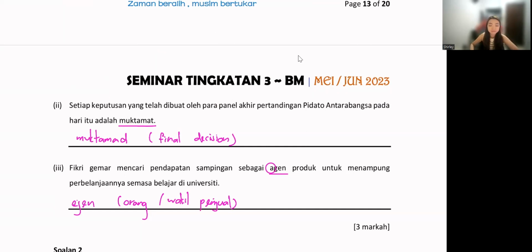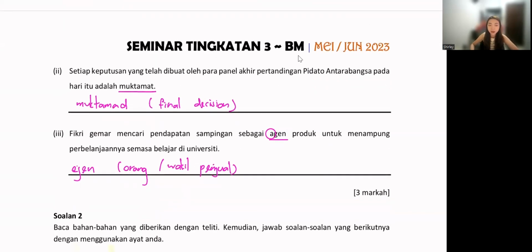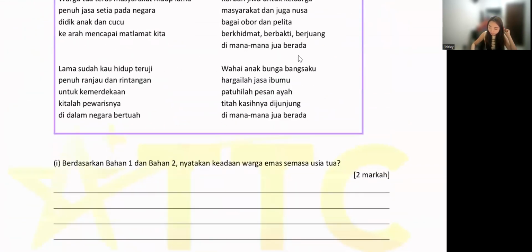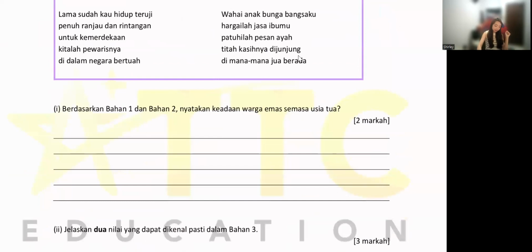Then next one. Next one, I will teach you about the techniques whenever you are answering for pemahaman question. Every time when you're answering for pemahaman question, first thing first is not to read through the bahan first up. First thing first is to read through the questions first. After you read the question, then only you come back to the bahan, come back to the petikan. So flip to the next page. Ada tiga bahan. Okay. I will teach you about the techniques, but I will not really go through the bahan with you. Okay. The first one. Berdasarkan bahan satu dan bahan dua, nyatakan keadaan warga emas semasa usia tua. Warga emas means the senior citizen.